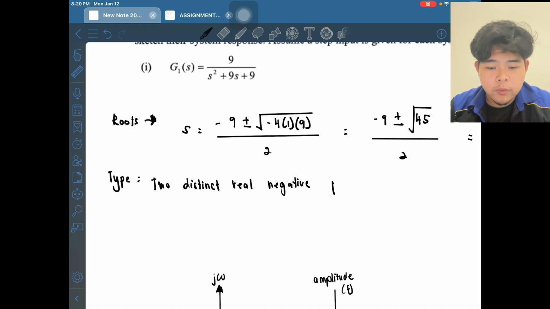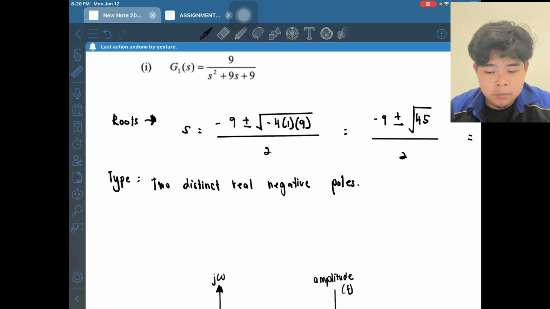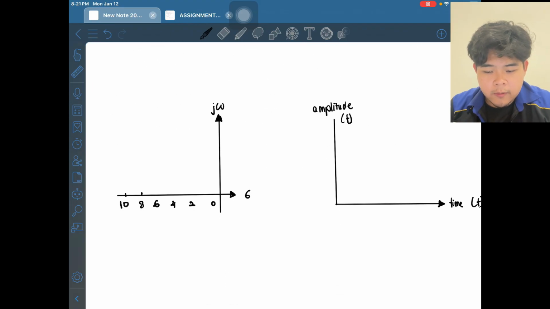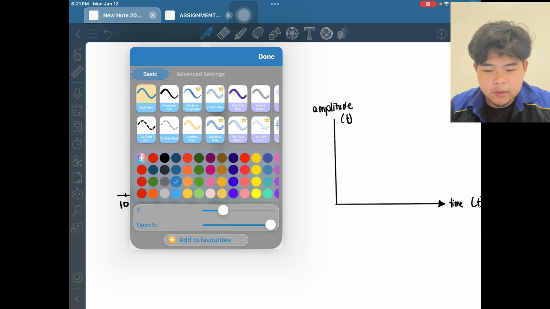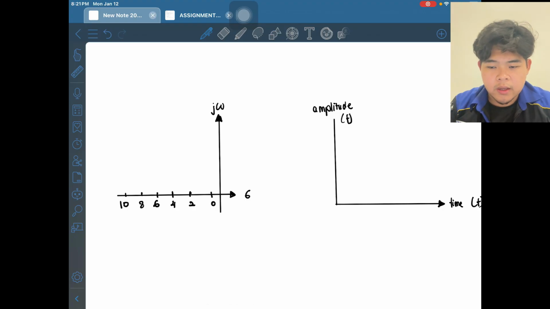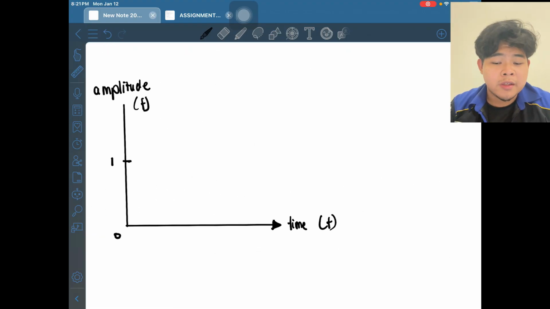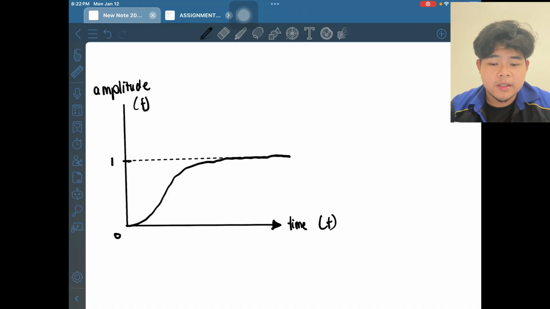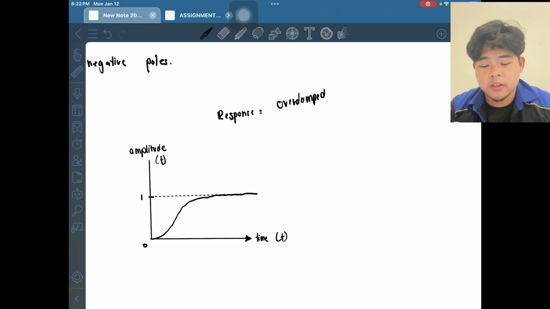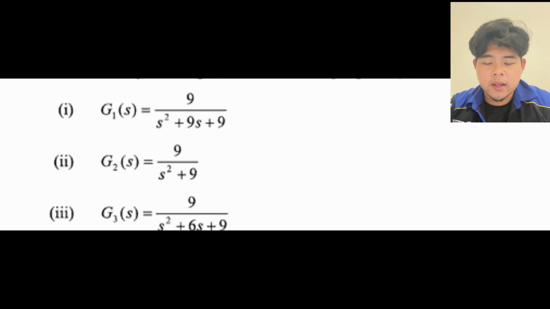Okay, so then we are going to plot. We have two negative numbers, so I'm going to plot that right there, and the negative 7.85 around there, and then we're going to sketch the system response. Then we determine the response type, which is the response of the system. It is considered an overdamped system. Okay, next for question 2.